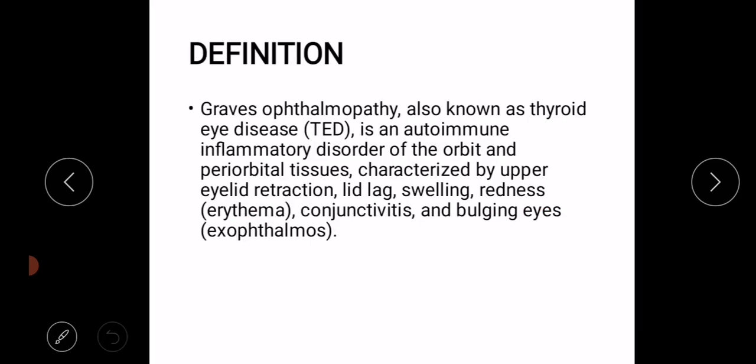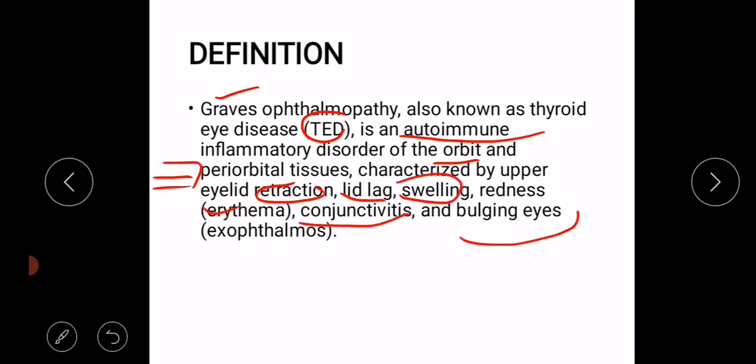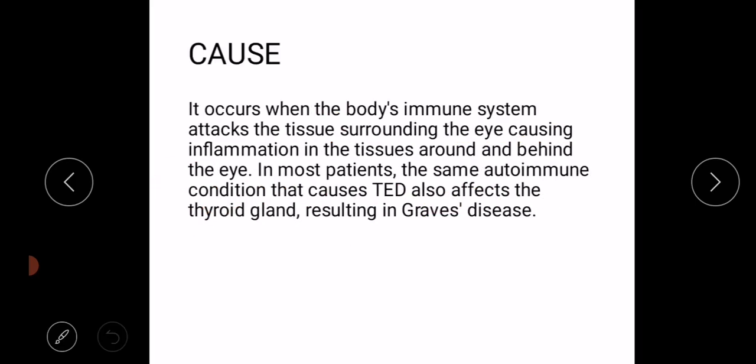What is thyroid ophthalmopathy, also known as Graves ophthalmopathy and also known as thyroid eye disease? It is an autoimmune inflammatory disorder of the orbit and periorbital tissues characterized by upper eyelid retraction, lid lag, swelling of the eyeball and redness, erythema, conjunctivitis and bulging of the eyes. It is known as exophthalmos.